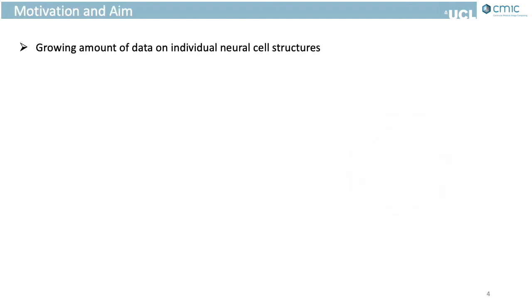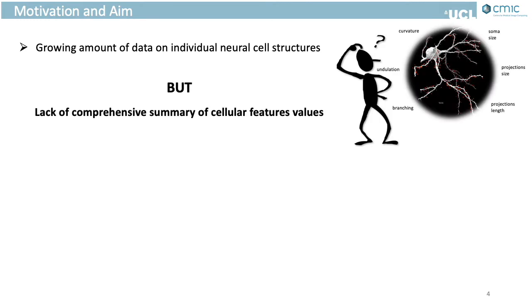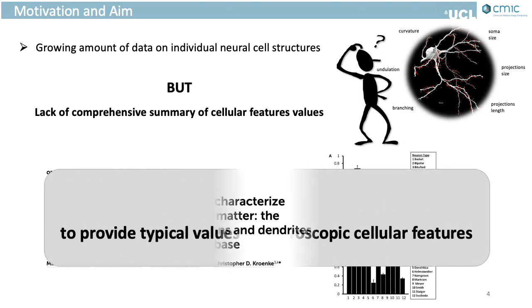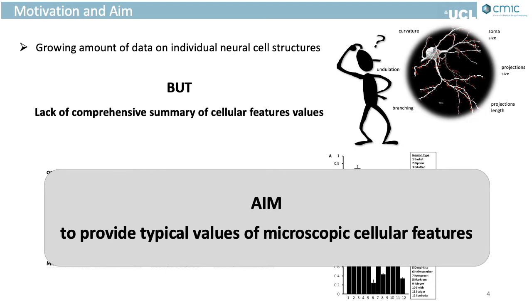Despite the growing amount of microscopy data on brain cell structures now available publicly, there is still a lack of studies reporting a comprehensive summary of the typical values of these cellular features. In fact, only one study analyzed the cell reconstructions from microscopy data, but it focused only on features describing neurite orientation dispersion in gray matter. Therefore, the aim of this work is to provide the currently unavailable typical values of a large set of microscopic cellular features of interest for gray matter modeling.